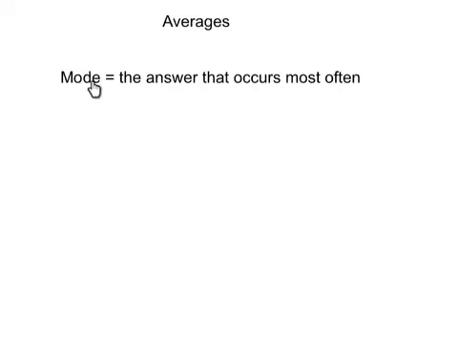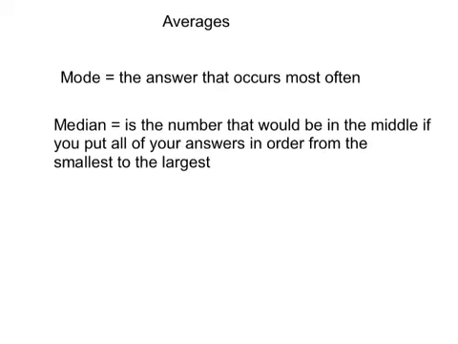So first of all, the mode, and the mode is the answer that occurs most often. The median is the number that would be in the middle if you put all of your answers in order from the smallest to the largest.